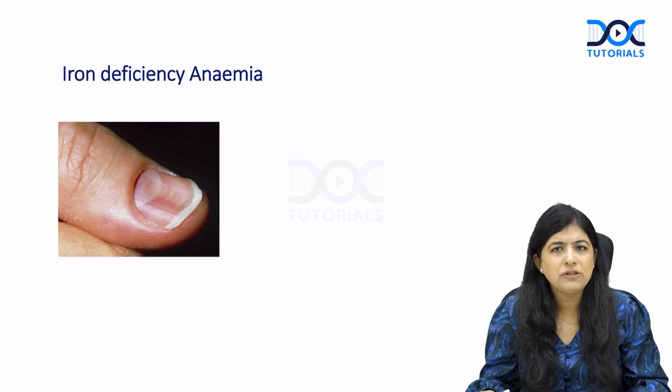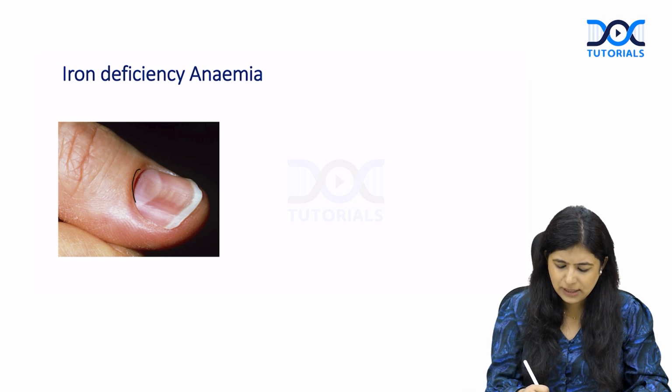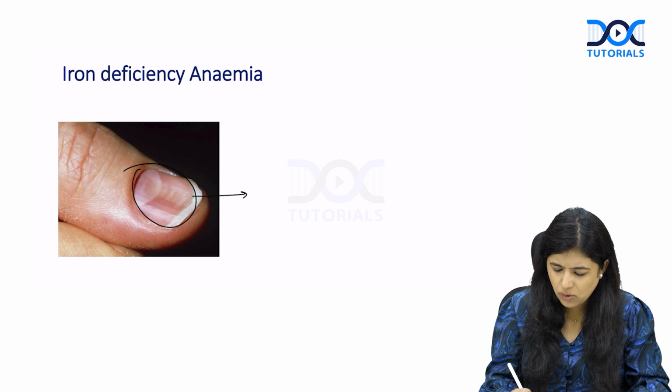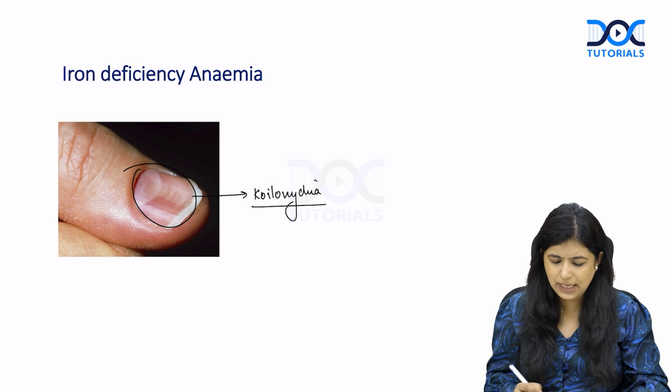Now, coming to iron deficiency anemia, the manifestations that you see here are these spoon-shaped nails, which is also called as koilonychia. So remember, koilonychia is seen in iron deficiency anemia.